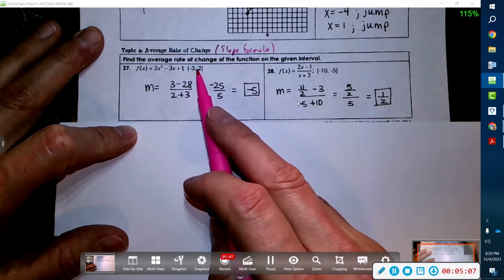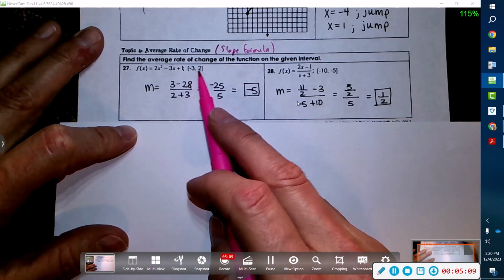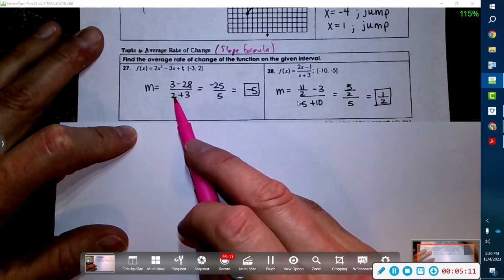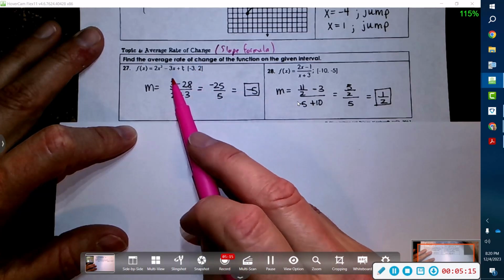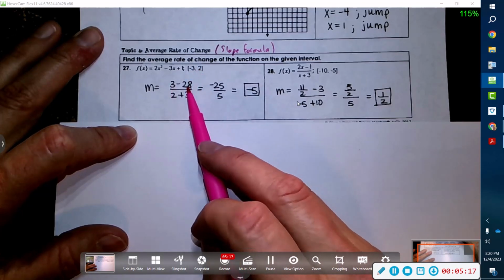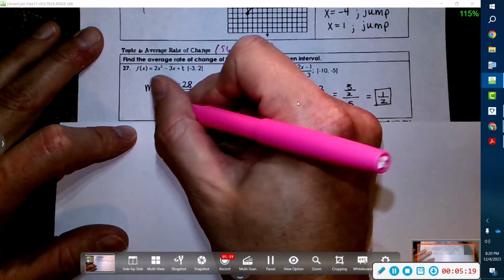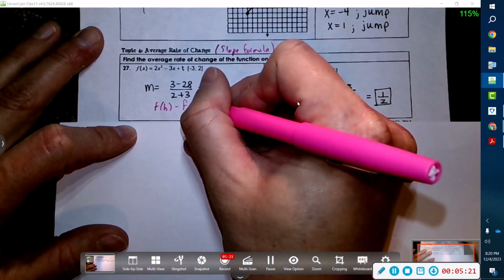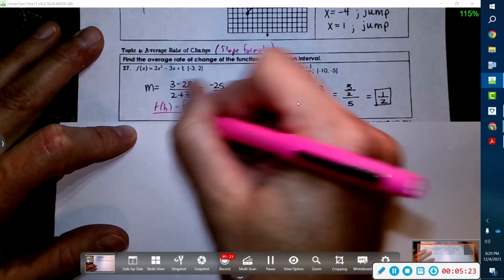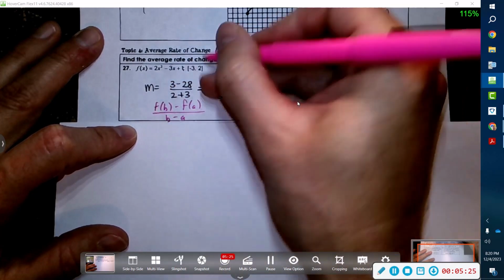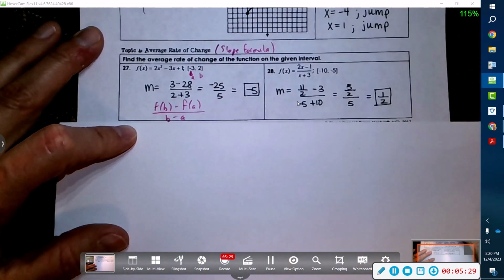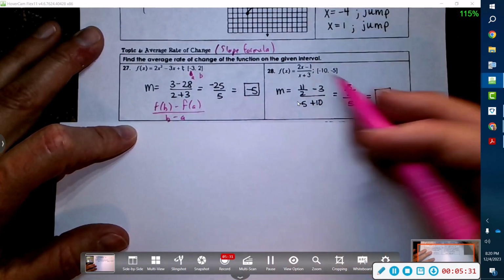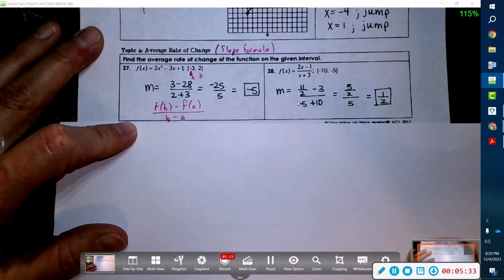This -3 and that 2 are not coordinates. They are actually the two locations. Here is your B, that is your A. This is your f of B, and that is your f of A. So this is really f of B minus f of A, all over B minus A. I'm sorry, that is your A, that is your B. Okay, so just do it again, and you should just work out the slope formula.